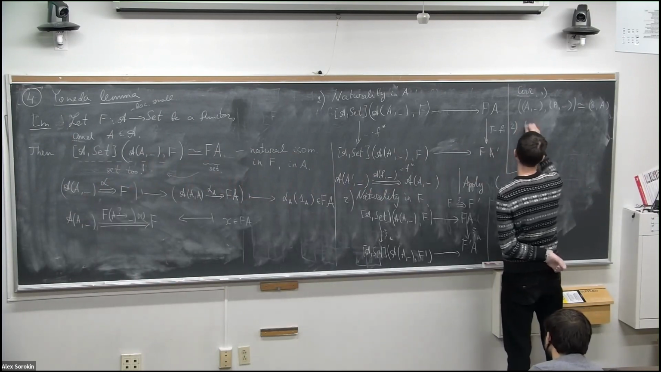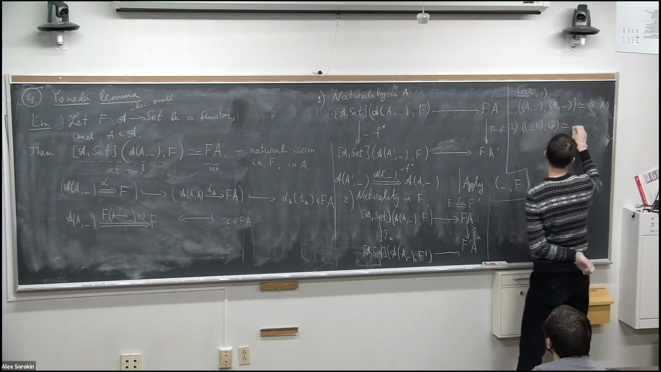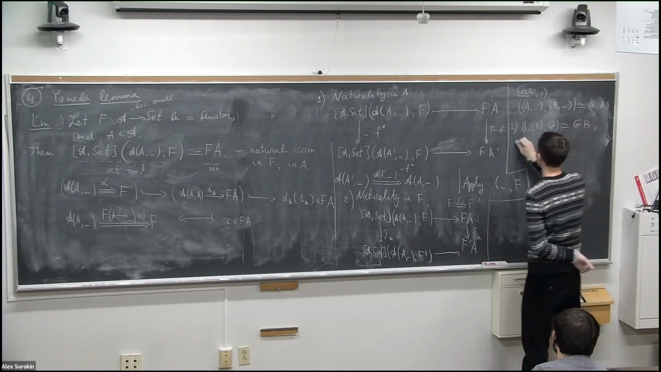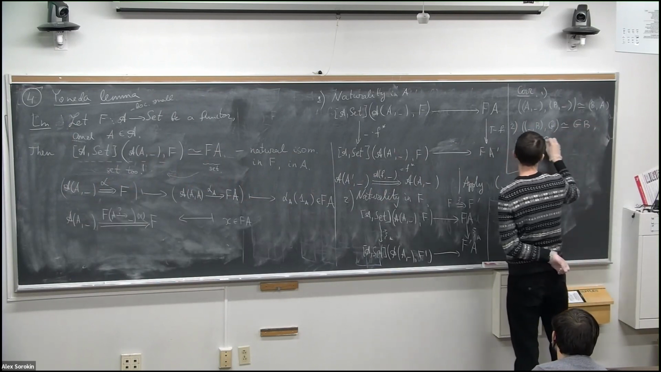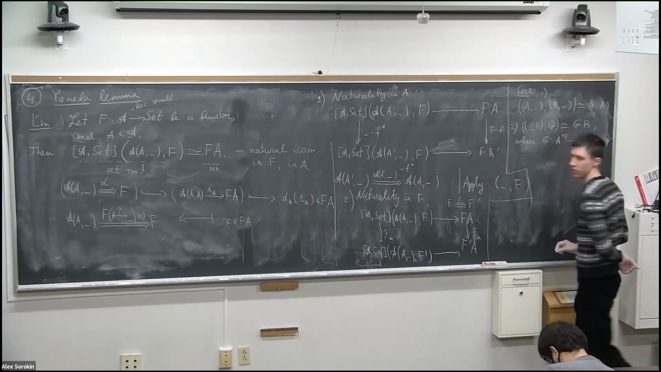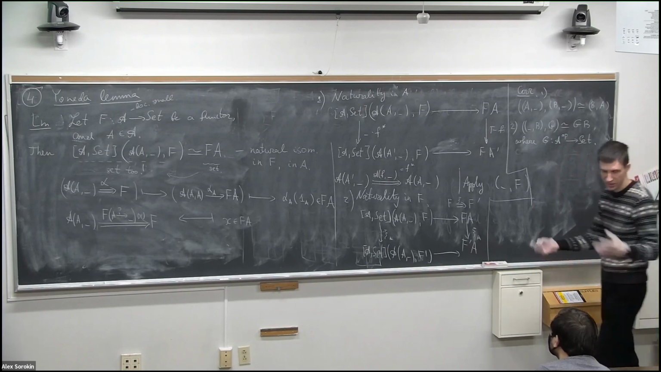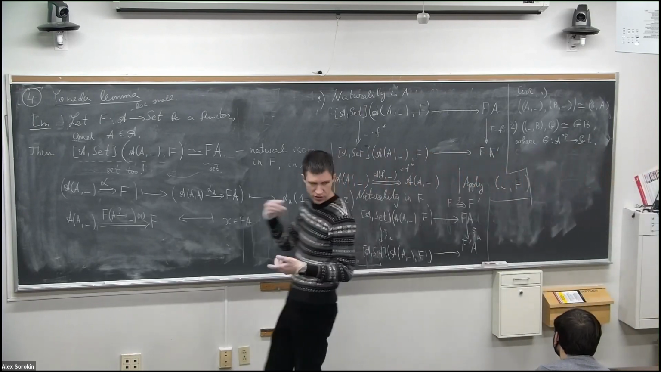Blank comma B is isomorphic to G of B, where G is from A open. So if you have a contravariant functor, you don't need to prove anything. You're just changing category A by A open. That's it. And all the roles in your representable covariant go to contravariant and so on.